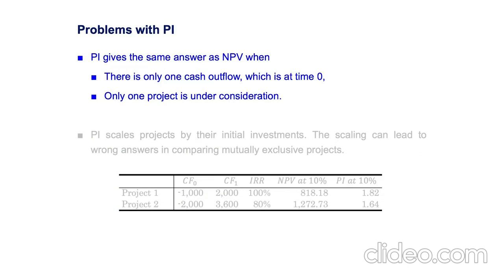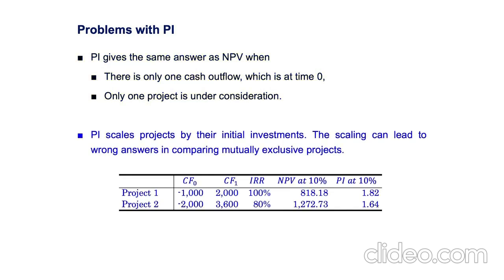However, PI suffers the same drawback as IRR in comparing projects with different scales. In fact, by normalizing the present value of future cash flows by the initial investment, PI is intended at removing the scale factor. Obviously, scale matters for value creation. More is better. The example on the slide further illustrates this point. For the sake of time, we will skip it here, but you are more than welcome to go over it yourself.